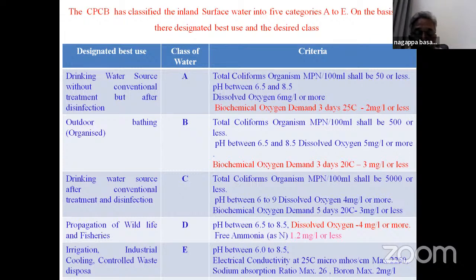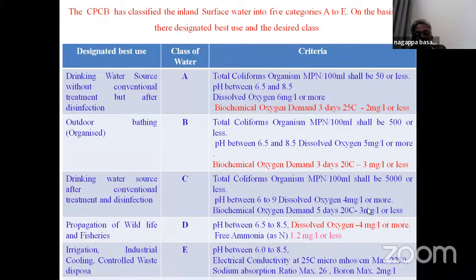There they have introduced electrical conductivity, sodium absorption ratio. Boron also they have introduced in this one. You analyze the sample, you find out the boron, sodium absorption ratio, electrical conductivity. If it is more than this value, we classify this water as belonging to Class E. This water may be used for irrigation, not for drinking water or propagation of wildlife. It is not fit for anything else; only for irrigation and industrial cooling can we use it.